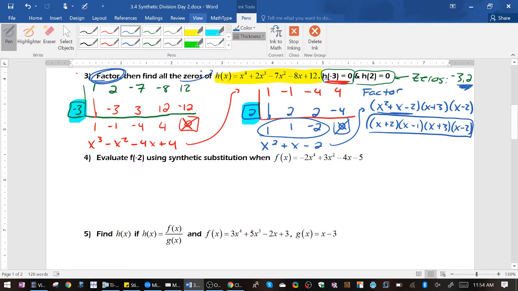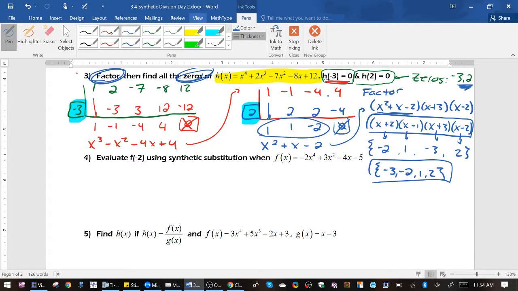The second part was for us to find all the zeros. So we also want to list all of our solutions. That first parentheses would give me a negative 2. This would give me 1. This would give me negative 3. And that would give me negative 2. So officially, you would want to write these in ascending order. So negative 3, negative 2, 1, and 2. And there are your solutions. So make sure you guys are reading the directions to know whether they want you to have factors or zeros for your answers. Okay. All right, sliding down.